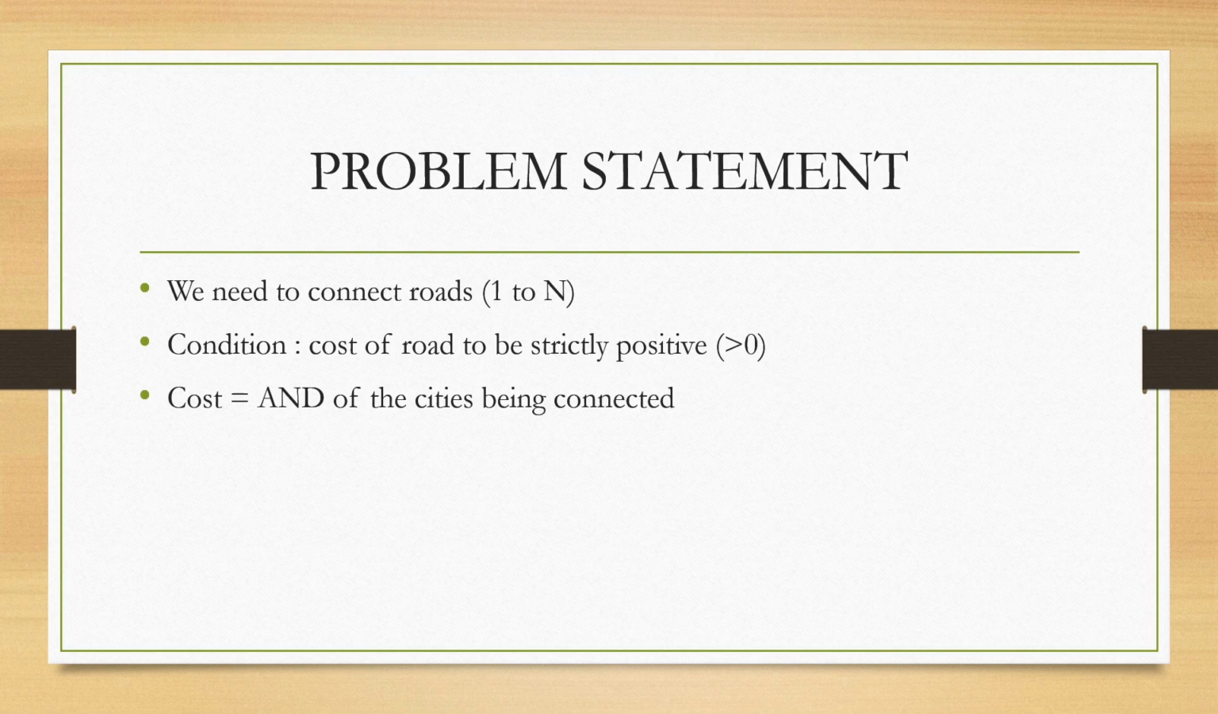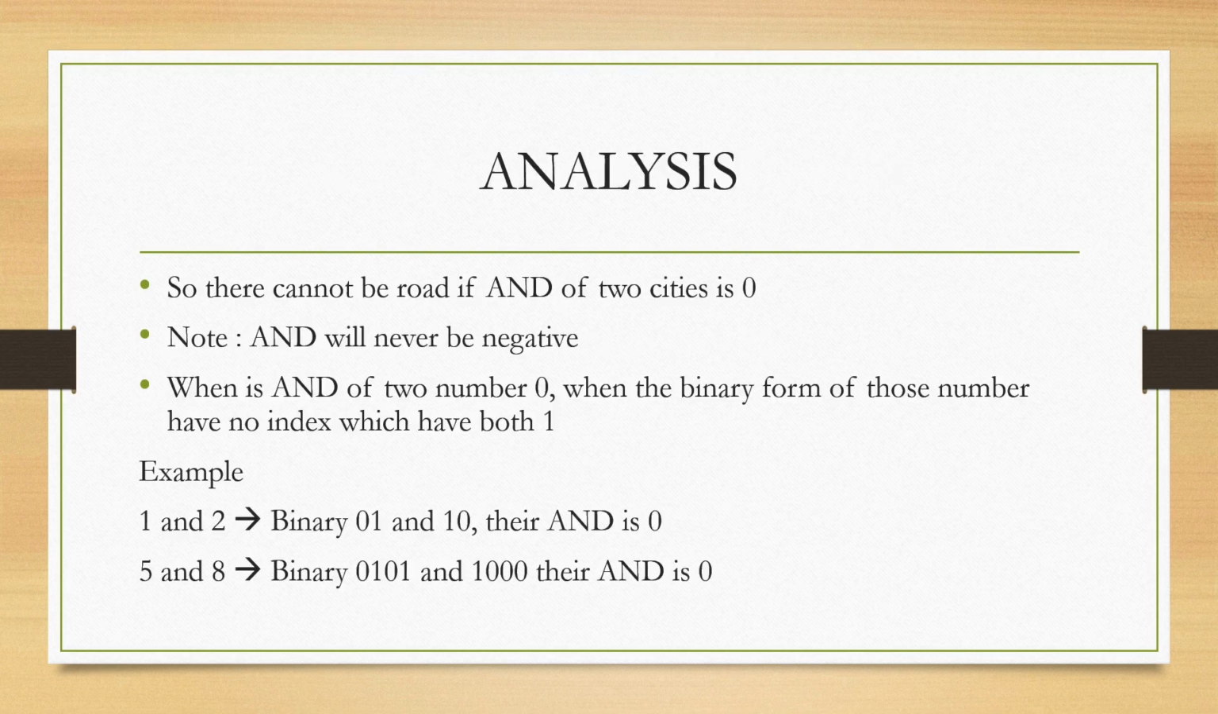Cost is AND of two cities. So there cannot be a road if AND of two cities is 0. When is AND of two numbers 0? When the binary forms of those numbers have no index which has both 1. Example, 1 and 2 have binary 01 and 10, their AND is 0. 5 and 8 have binary 0101 and 1000, their AND is 0.